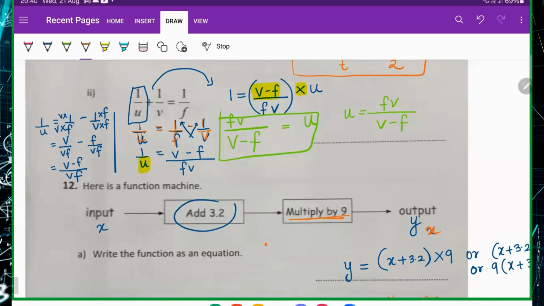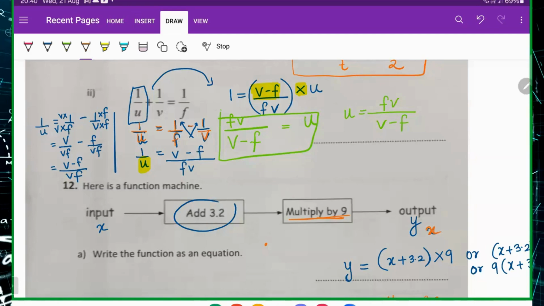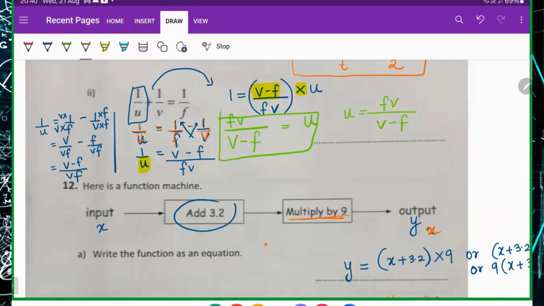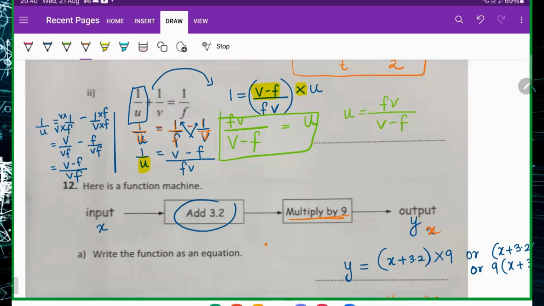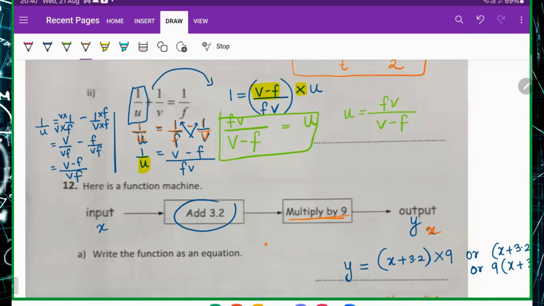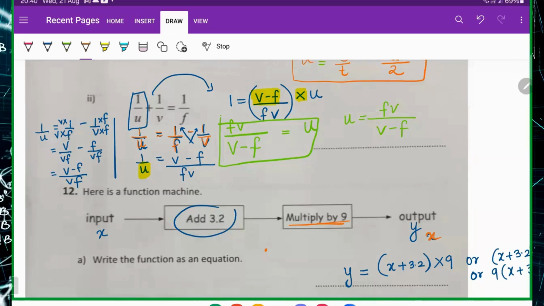So 1 into v will give me a v minus 1 into f, which is going to be f upon f into v is fv, that is 1 upon u is equal to v minus f, the whole upon fv. Those who do not understand this, I've made something easier for you all. This is 1 upon u is equal to 1 upon f minus 1 upon v.